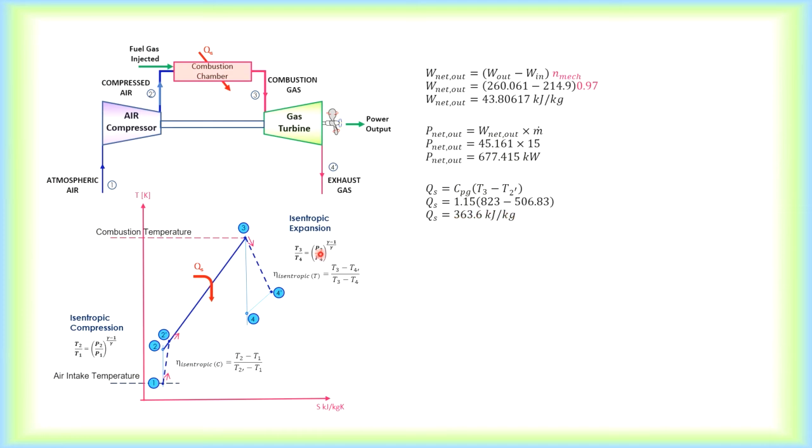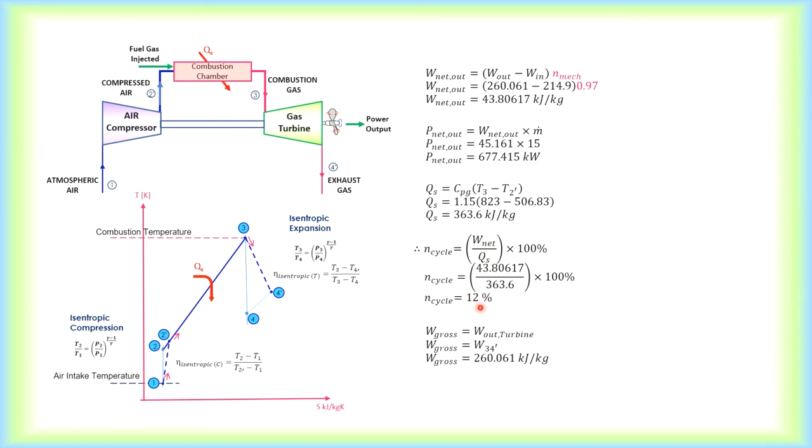Then your heat supply, CPG, remember. So that is the heat supply between 3 and 2 prime, that is in the combustor. So the cycle efficiency is net work divided by heat supply. This one is much lower than the previous one. This is due to the pressure ratio. So 12%, very low. So we need a combined cycle for this.